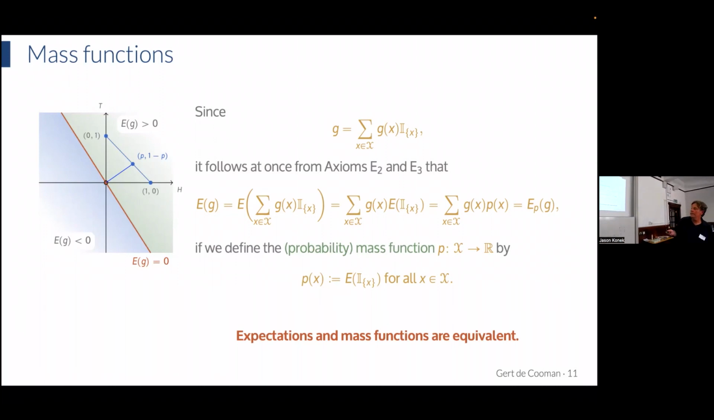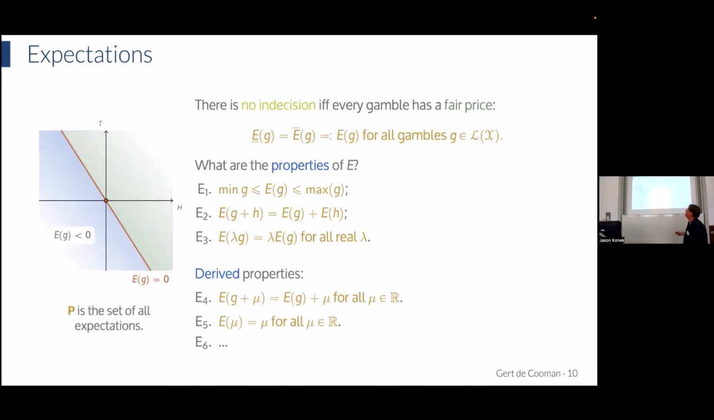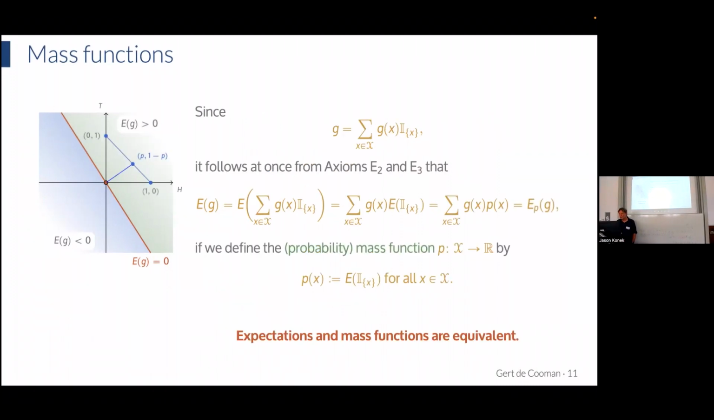That what? E2 and E3? Yeah. E2 is additivity, and E3 is linear combination. So it tells me that this E preserves linear combinations. So a sum is turned into a sum and I can take constants out.